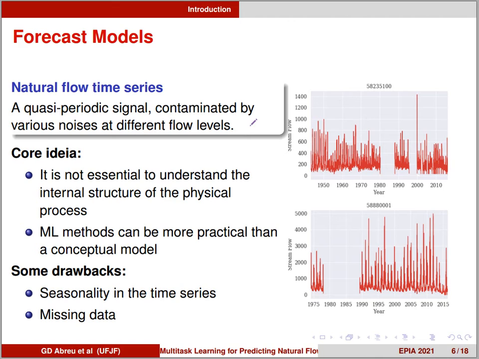The natural flow of rivers is a quasi-periodic signal, which is contaminated by noise at different flow levels. The core idea here is that it is not essential to understand the internal structure of the physical processes. Machine learning methods can be more practical and can be used instead of a conceptual model, as a surrogate model. But there are some drawbacks. The seasonality in the time series is hard to learn in some cases. The noise also, and missing data.